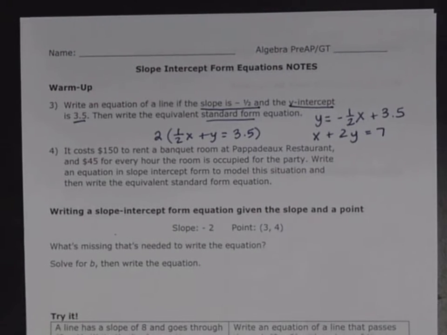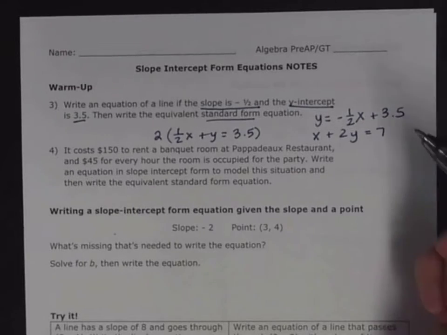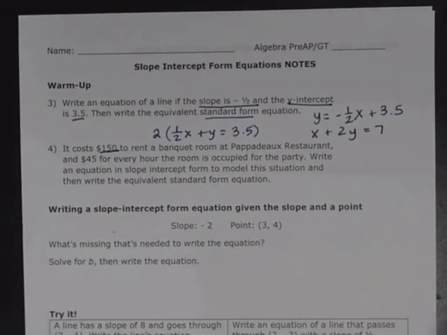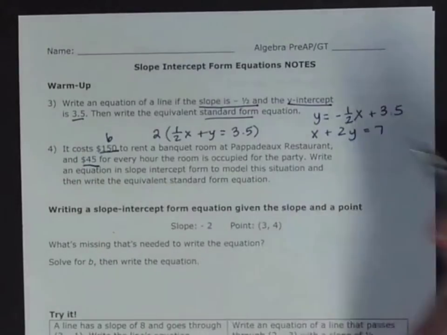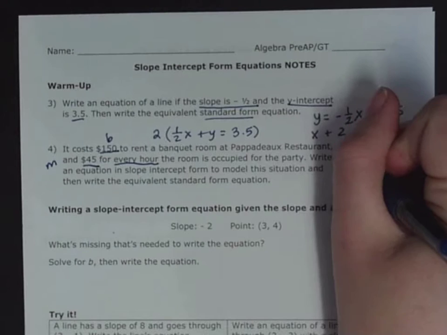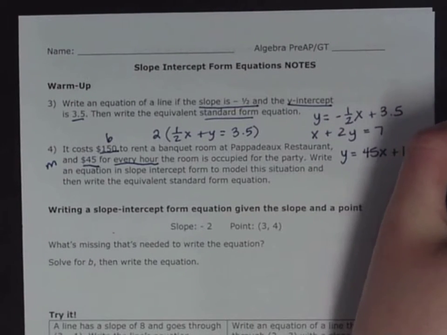Now, what does this look like in a word problem? It costs $150 to rent a banquet room at Papa Do's restaurant, and $45 for every hour the room is occupied for the party. Write an equation in slope-intercept form that models the situation. All right, so what is 150? That's going to be the starting amount, or the y-intercept. And then $45 an hour, that's the per, that's your slope. So y equals 45x plus 150.